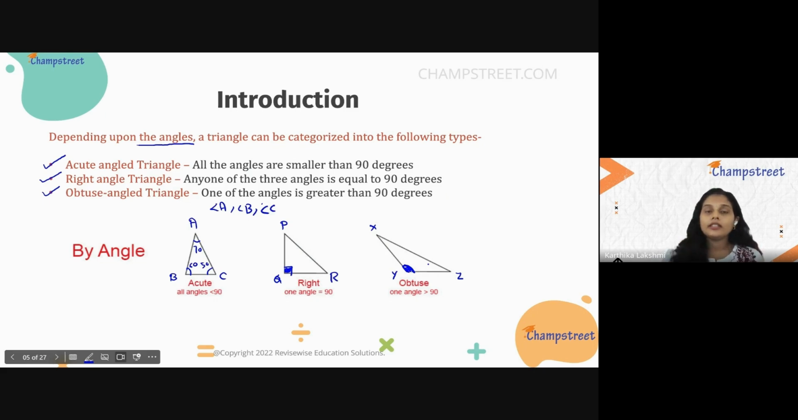So we can categorize triangles into actually 6, 3 according to the length of sides and 3 according to the angles. Depending upon the angles, there are 3 triangles. Acute angle triangle, when all of the angles are less than 90 degrees. Right angle triangle, any one of the angles is equal to 90 degrees. Obtuse angle triangle, one of the angles is greater than 90 degrees. Got it? We have to learn it very carefully.